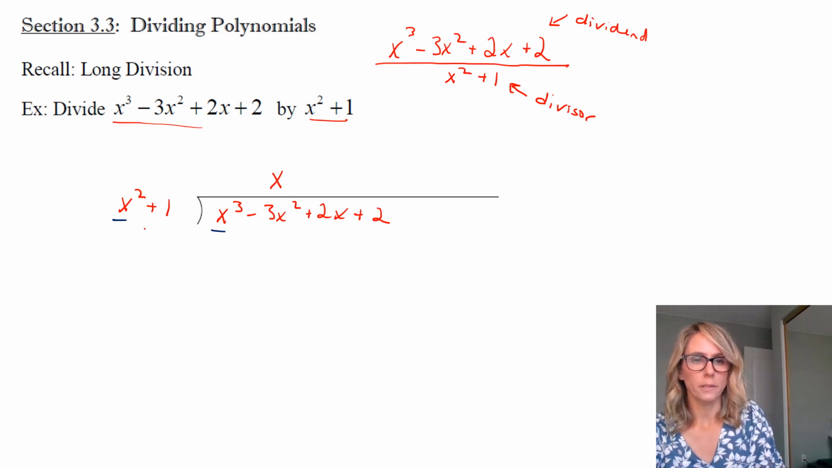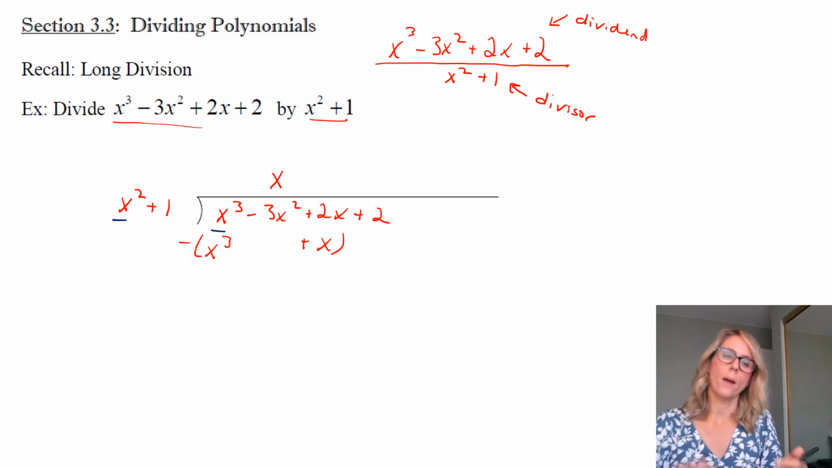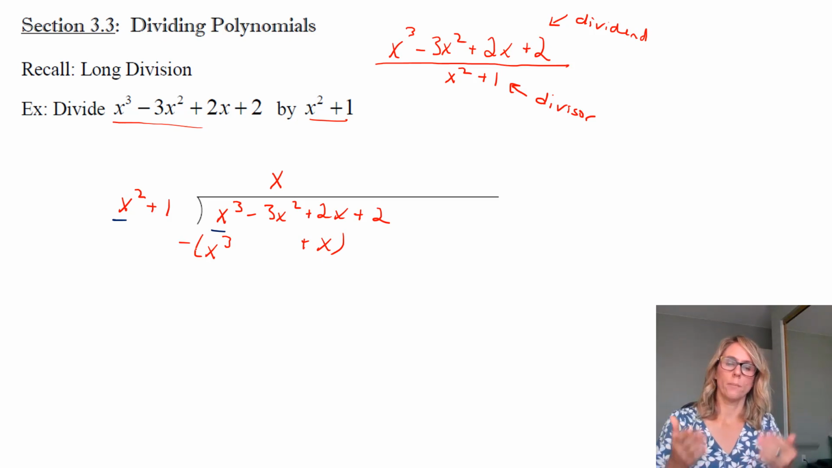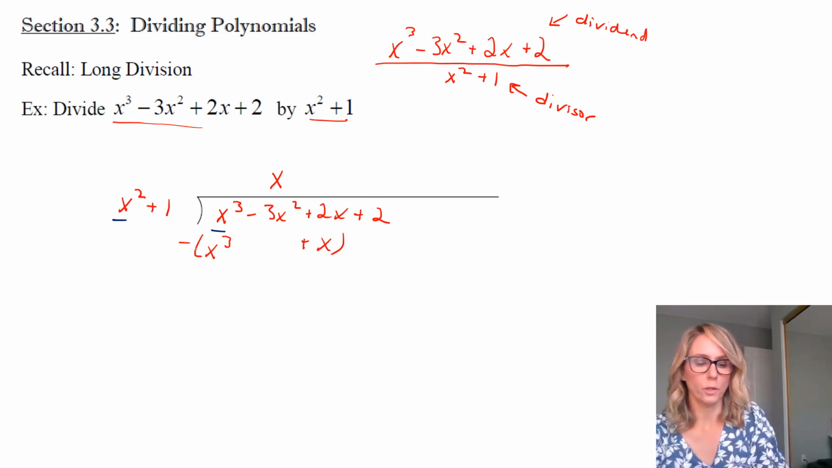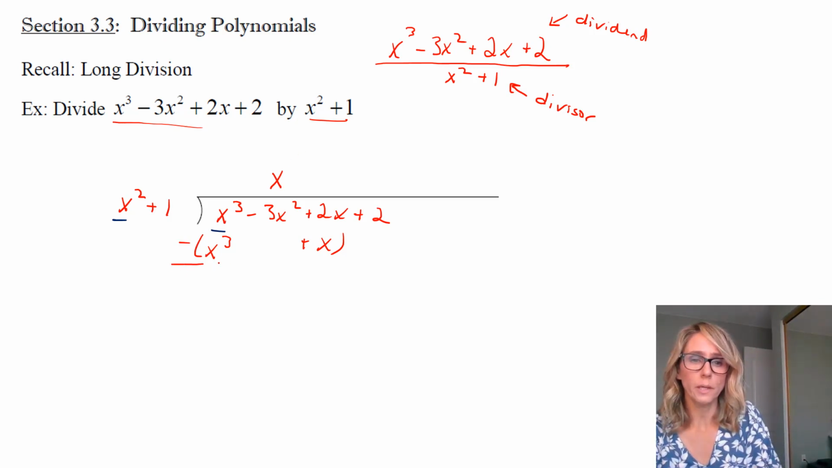So now we're going to take x and multiply it by x squared to get x cubed. We take x times 1 and we get plus x. I want to keep my like terms together, so I'm not going to put the minus 3x squared. I'm not going to put the 2x underneath that because I need to be able to do some subtraction, and I can only subtract things that are like terms. So I end up with this.